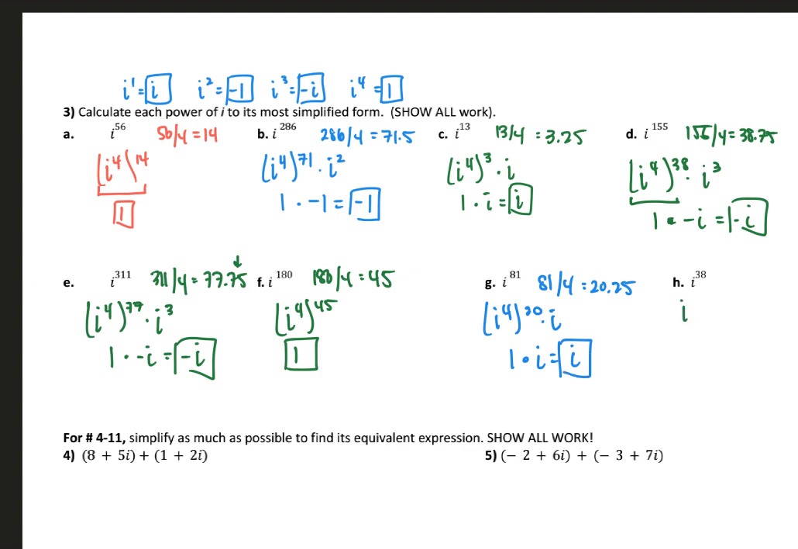All right, last one, i to the 38th power. So 38 divided by 4 is 9.5. So we can rewrite this as i to the fourth to the 9th power. And 0.5 means a remainder of 2, so i squared. So this is going to be 1 times negative 1. So our final answer is negative 1.